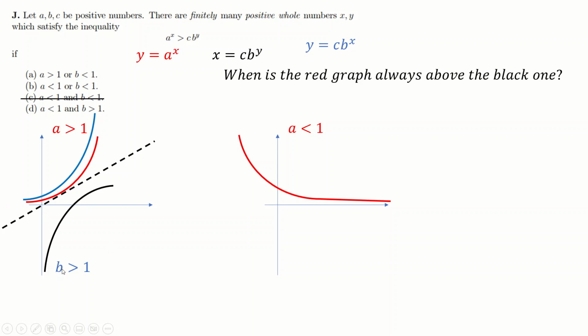What about this case though? Well, let's keep b greater than 1 and just shove it on here. And what we see is the black line is above the red line here. So the red line is only above the black one between these two in this section here. Again, we don't care about the negative areas. So it's just here. So it's finite. There's a finite distance for which the red one is above the black one here. And so this is the answer here at D, when a is less than 1, b is greater than 1, because there's a finite number of positive things for which the red one is above the black one.